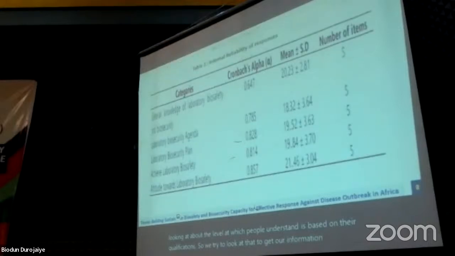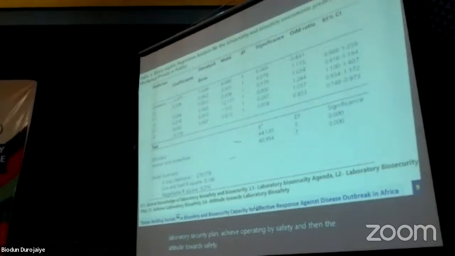The category of people we used, the general knowledge of laboratory safety. Some of them, what do they have knowledge of? Some of them don't even know what you are talking about when you say biosafety. They ask, biosafety of what? So the laboratory biosecurity agenda, laboratory security plan, achieving laboratory biosafety, and then the attitude towards biosafety in the laboratory.